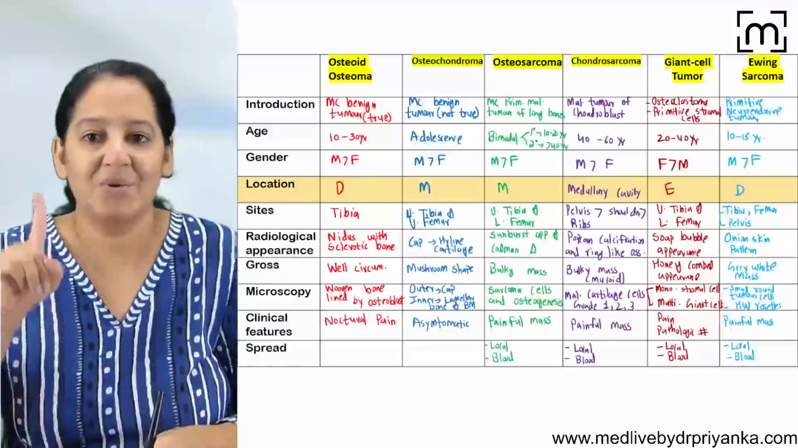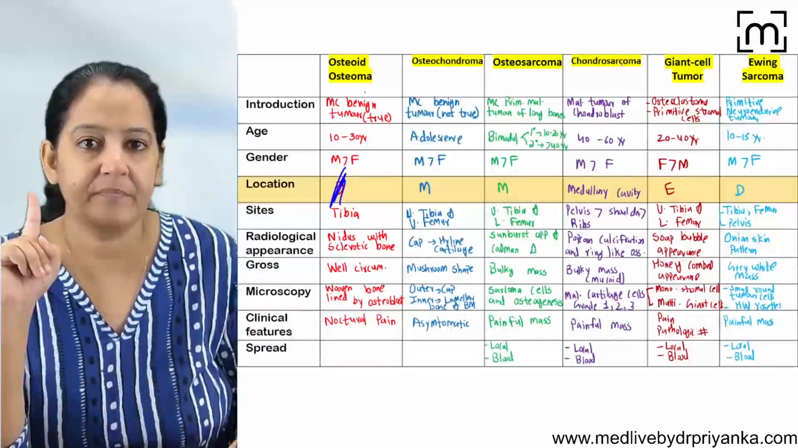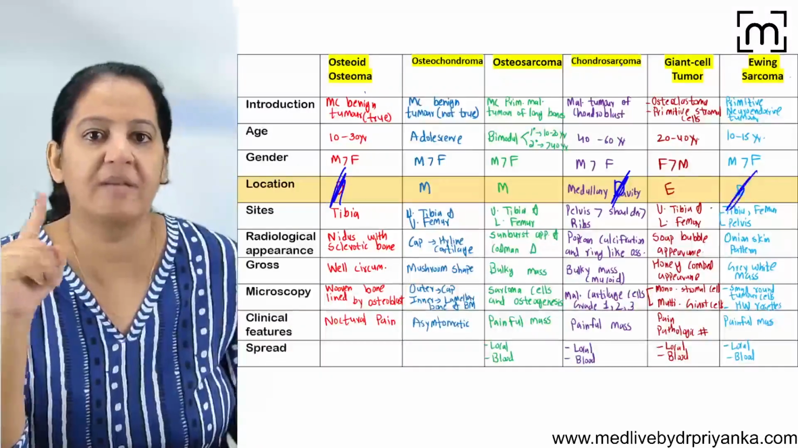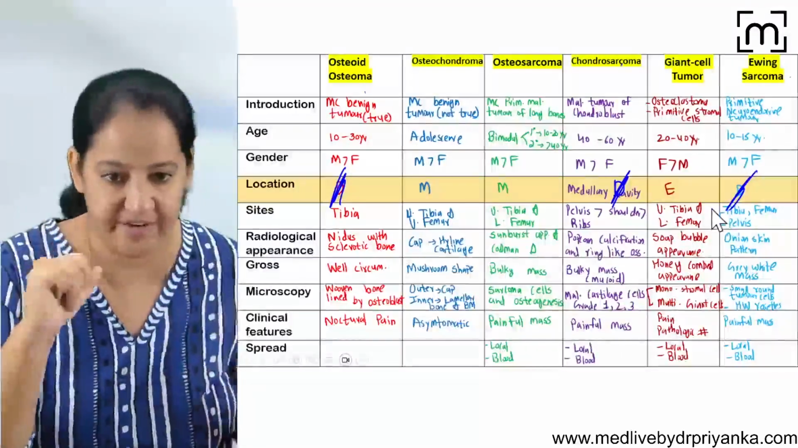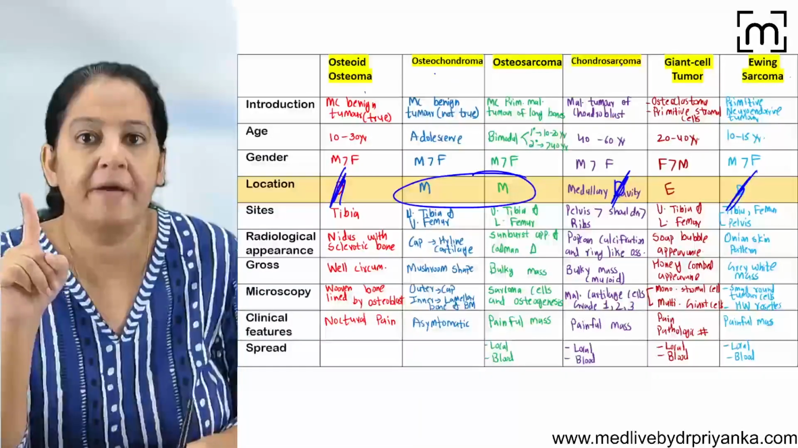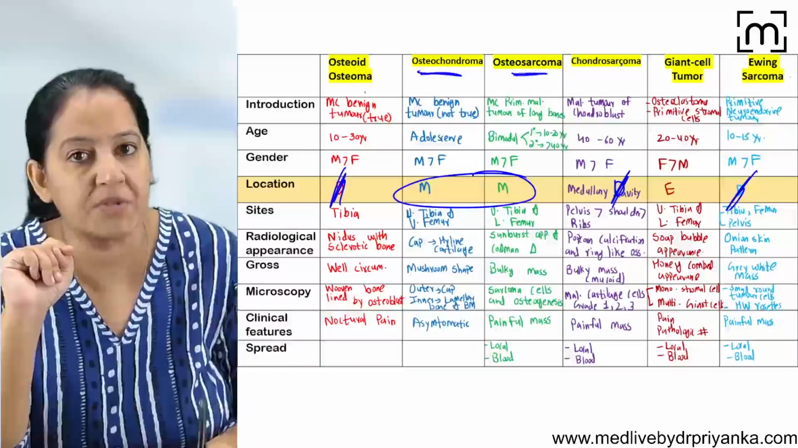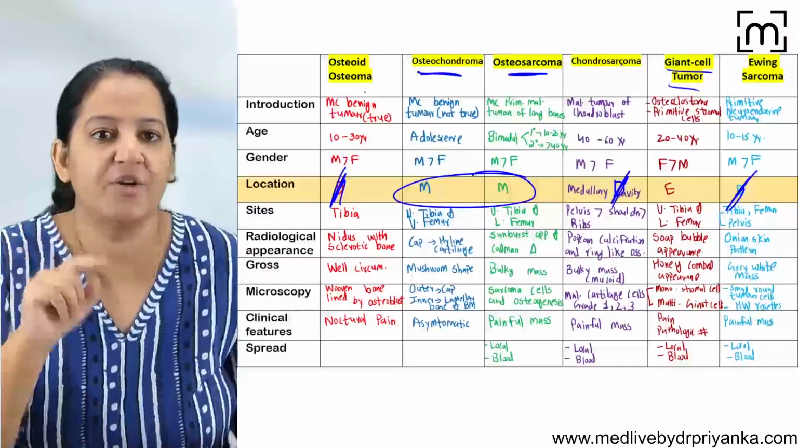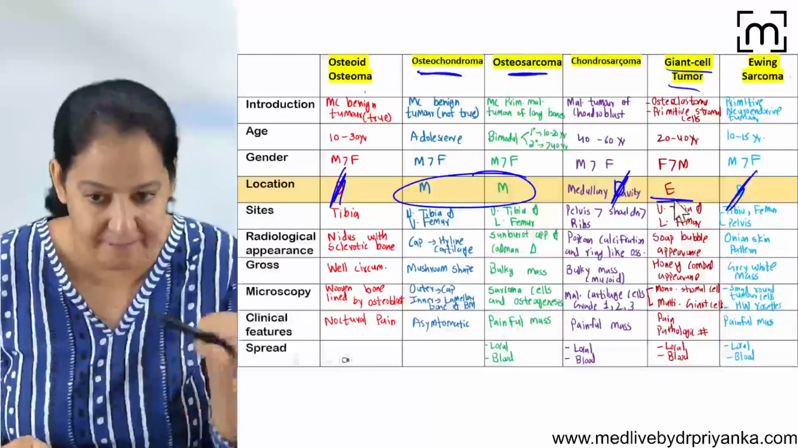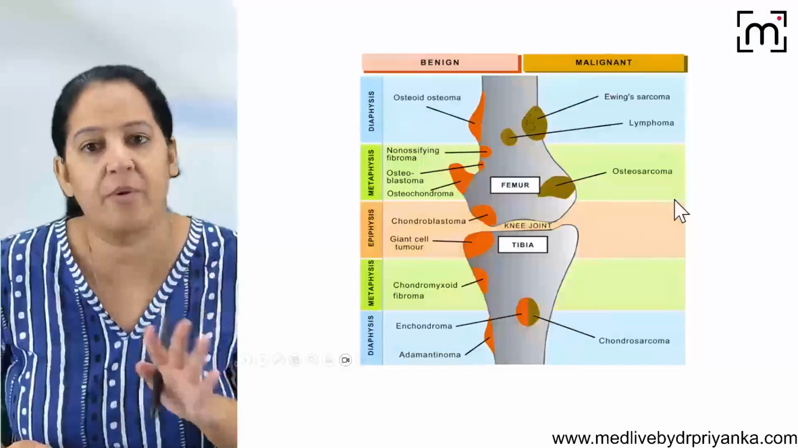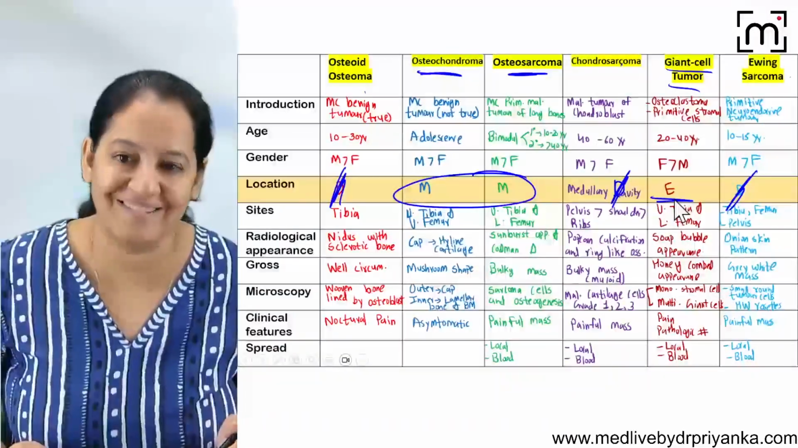Can you see? So osteoid osteoma and chondrosarcoma and Ewing sarcoma, these three are in diaphysis. These two arise from metaphysis. Which two? The osteochondroma and osteosarcoma. Both of them arise from metaphysis. And giant cell tumor arises from epiphysis. Rather than mugging here, you can see the same in the diagram. I have shown you all of them in the diagram from where they are arising. You can mark them, you can learn them.